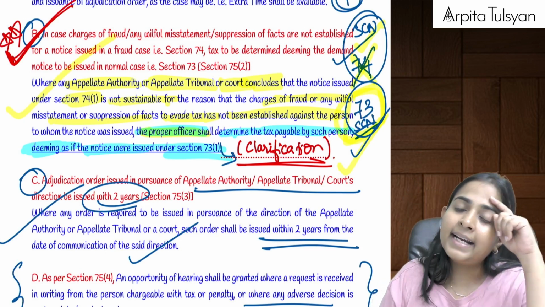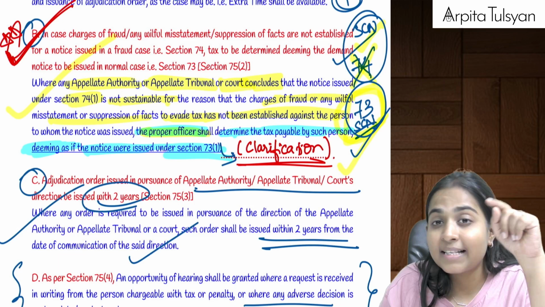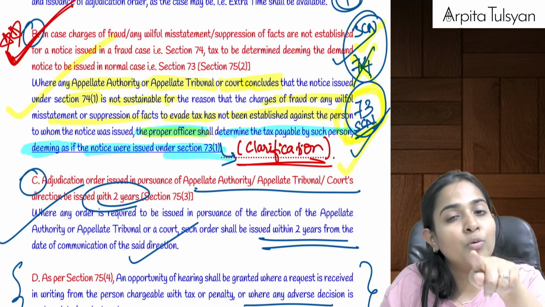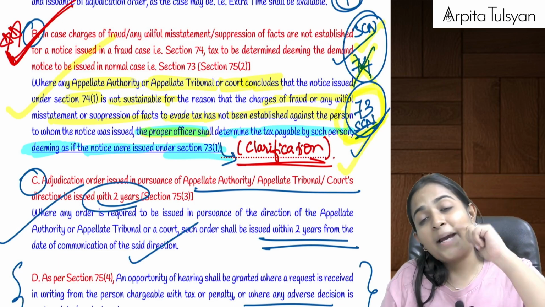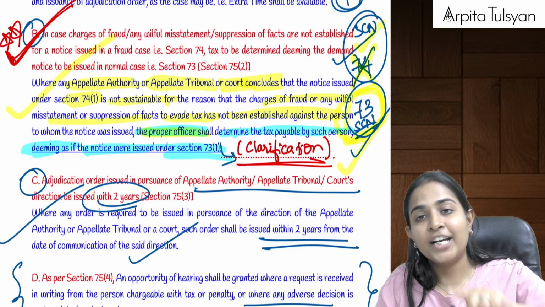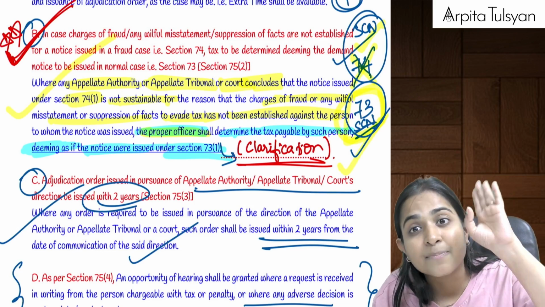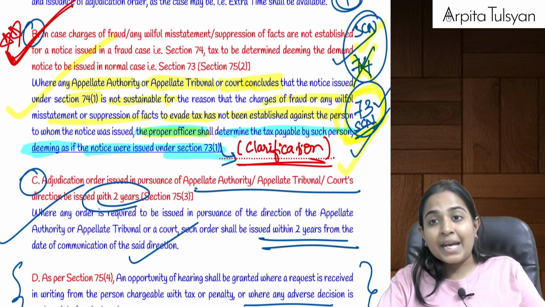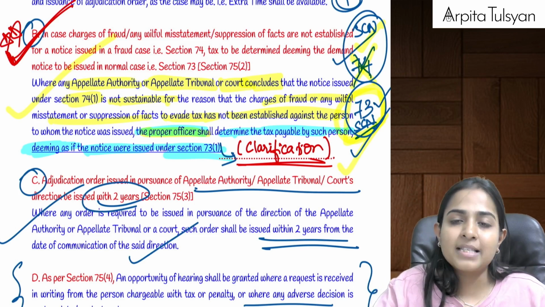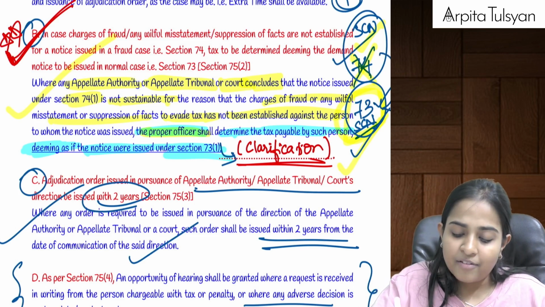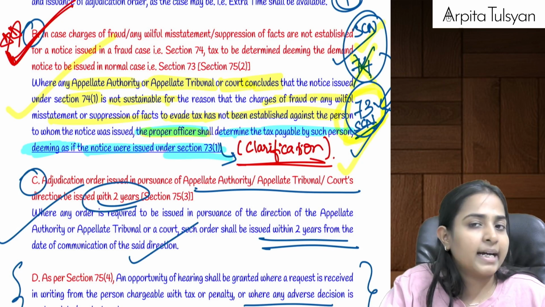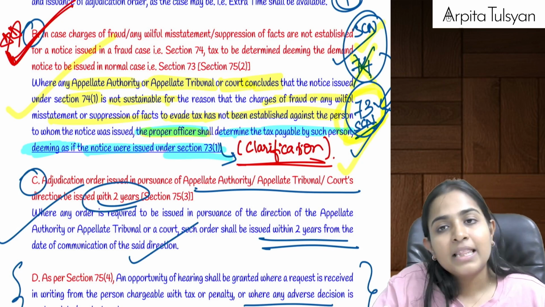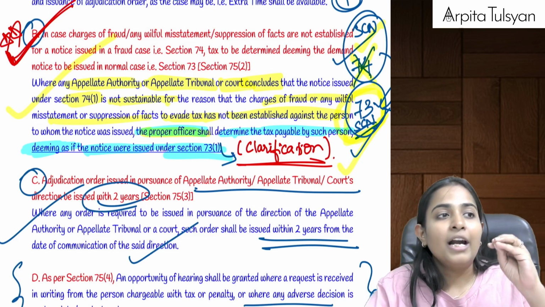Do you recollect, time limit for issue of show cause notice under 73 is less. It is only 2 years and 9 months. Whereas the time limit for issue of show cause notice under section 74 is 4 years and 6 months. Right? So, if the notice has not become time barred from the point of view of section 73, then no problem, sir. We will assume that this is a show cause notice under section 73. Otherwise, the proceedings are required to be dropped.